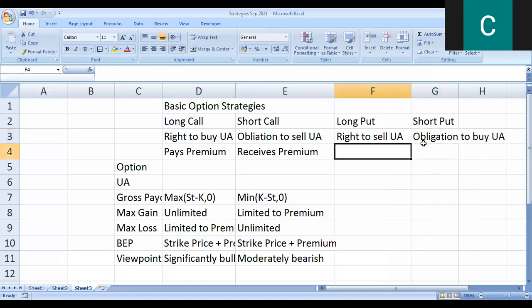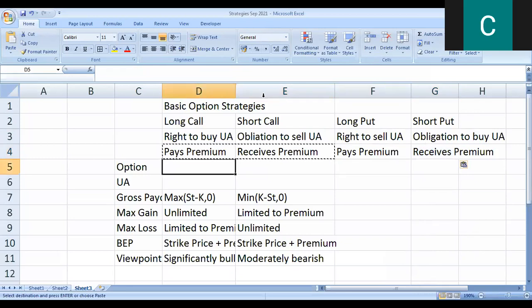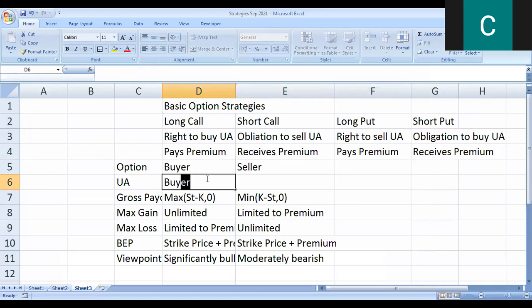Here, does he pay the premium or receive the premium? In long put, he pays the premium. In short put, he receives it. Now, when it comes to option, what is the long call position holder's role? Does he buy the option or sell the option? Simple logic: long call means option buyer. Short call means option seller. When it comes to the underlying asset, by looking at the second point itself you can say his role is buyer. In case of short call, the underlying asset role is seller.